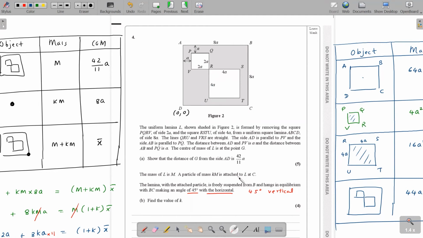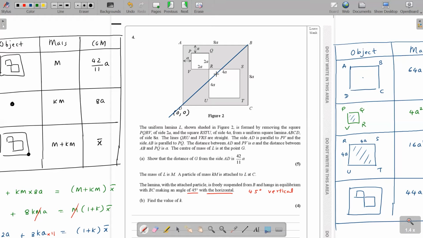I'll erase everything. It must go through the diagonal, because the diagonal of a square is bisecting the 90 degrees. So basically, this is how it should go. So it goes through this, and your point G has to be somewhere in the middle.